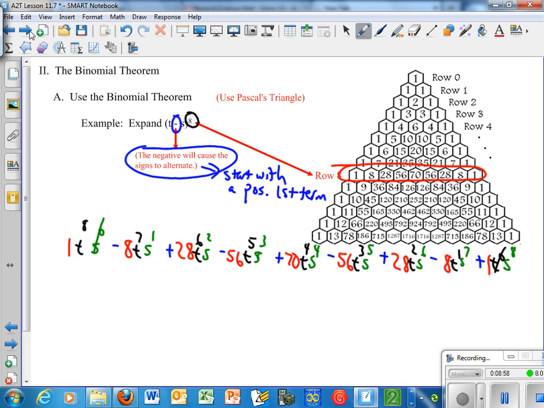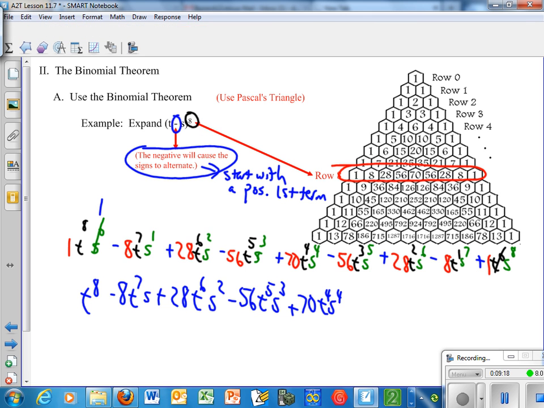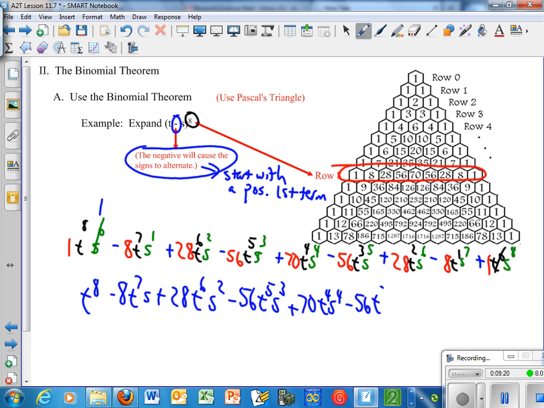So let's simplify now. This first term, I have 1 times t to the 8th times, remember this was 1, so it's just t to the 8th, minus 8 t to the 7th s, plus 28 t to the 6th s squared, minus 56 t to the 5th s to the 3rd, plus 70 t to the 4th s to the 4th, minus 56 t to the 3rd s to the 5th, plus 28 t squared s to the 6th, minus 8t s to the 7th, and plus 1s to the 8th, or just s to the 8th.